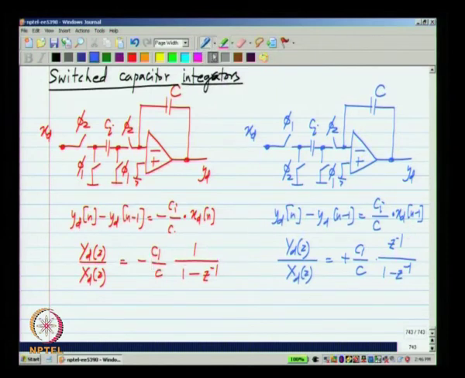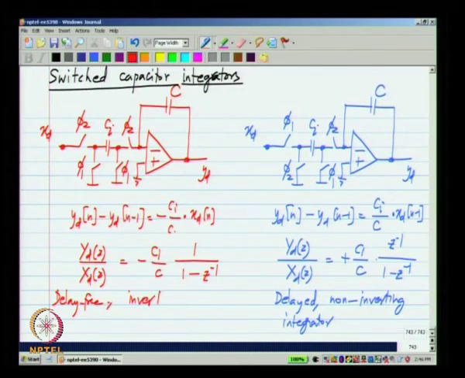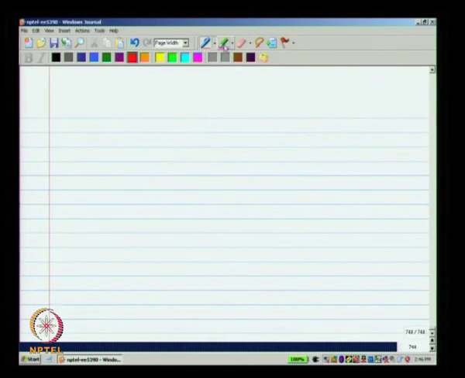Okay. So, this is called delayed non inverting integrator, and the other one is called delay free inverting integrator. Okay. Now, by combining these two, you can get a bilinear transformed integrator.